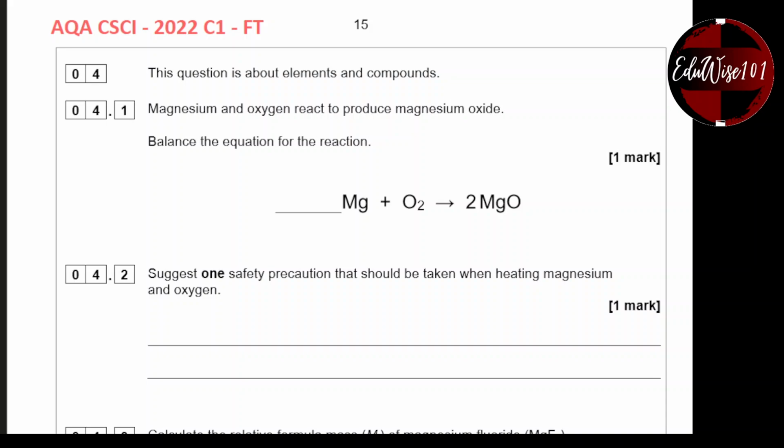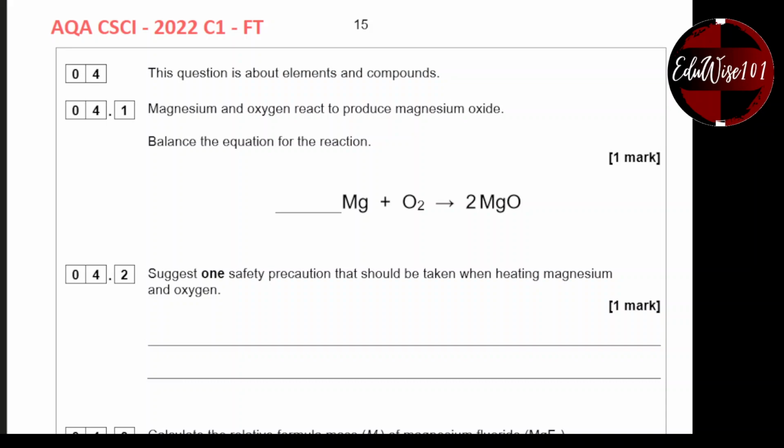In this video, I'm going to go through the AQA Combined Science 2022 Chemistry Paper 1 Foundation Tier. Question number 4. This question is about elements and compounds. Magnesium and oxygen react to produce magnesium oxide. Balance the equation for this reaction.